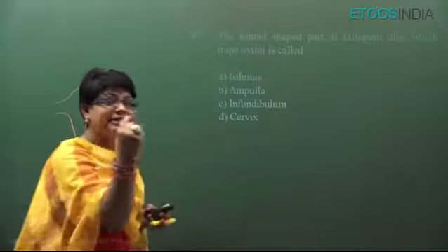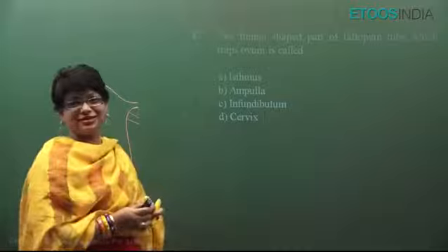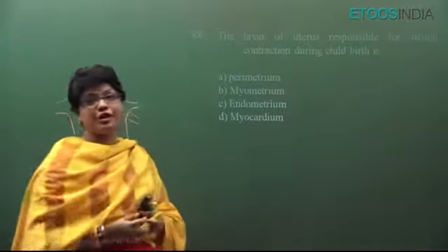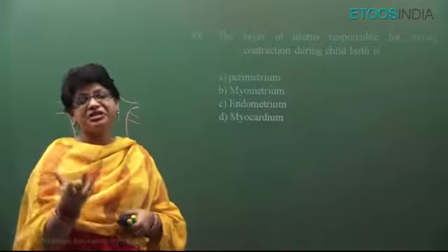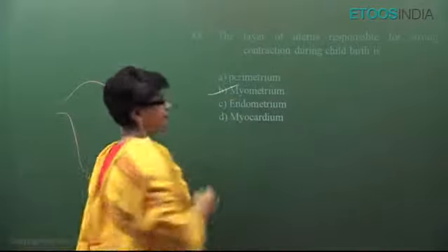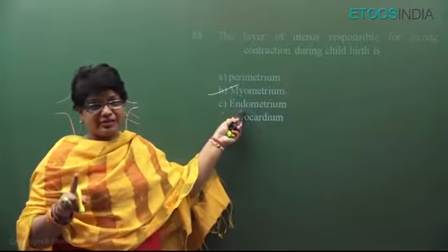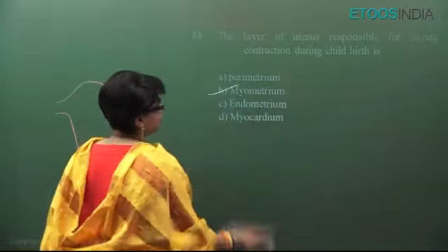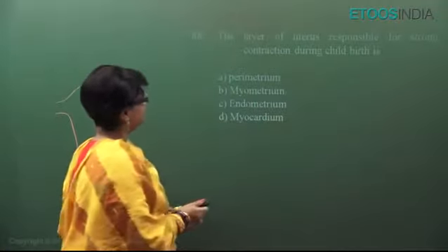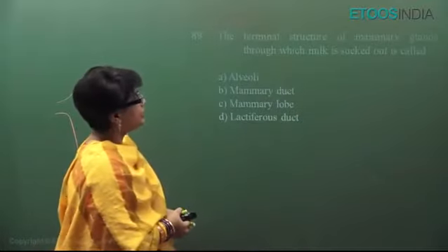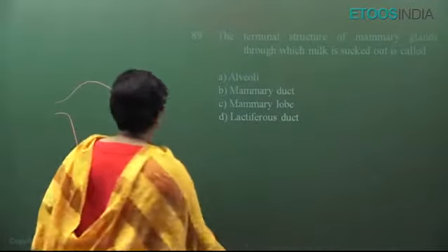Ampullary isthmic junction. And if that is not given in the option, then you will write ampulla, where fertilization happens. And which part enters into the uterus? Isthmus. Now, the layer of uterus responsible for strong contractions during childbirth, the muscular layer, is the myometrium. Endometrium is shed off every month during the menstrual cycle. Myocardium is present in the heart, not in the uterus. And what causes these contractions? Oxytocin.